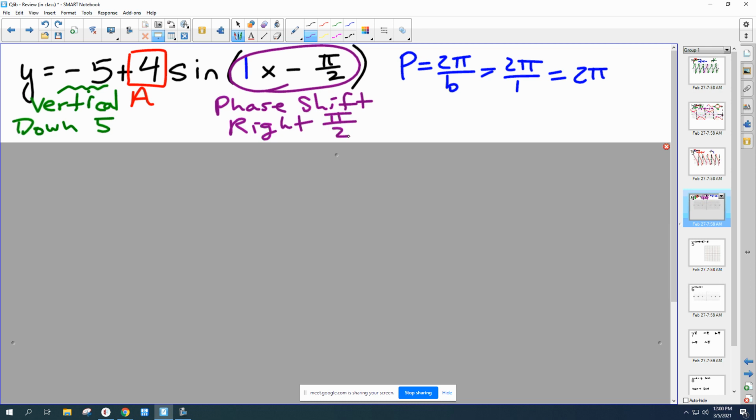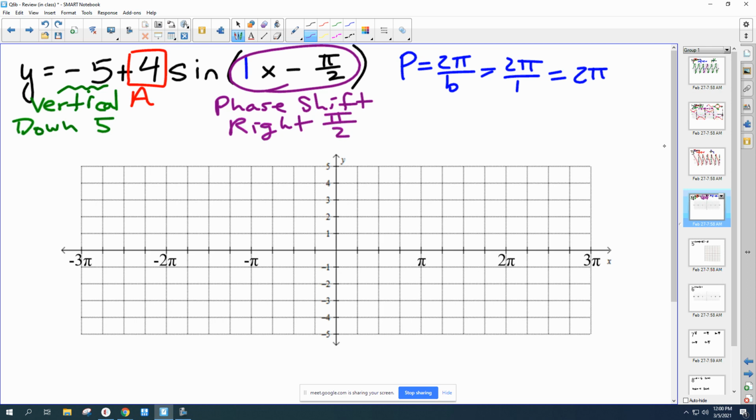But since this is a review, I'm going to go ahead and draw it. Okay? So what I would recommend you do is kind of ignore the shifting for a bit. And let's just look at the basic sine function without any shifting. That's what I'll do to start. So we've memorized that the sine function starts at 0.